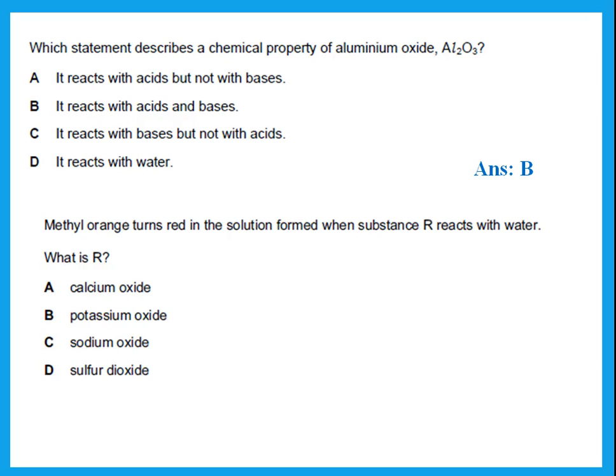Okay? Methyl orange turns red in the solution formed when substance R reacts with water. Again, R in water forms a solution that turns methyl orange red. When does methyl orange turn red? Methyl orange turns red in an acidic solution. So which of these is acidic? Calcium oxide, potassium oxide, sodium oxide, sulfur dioxide? Yes, sulfur dioxide is acidic, so it is D. Okay?